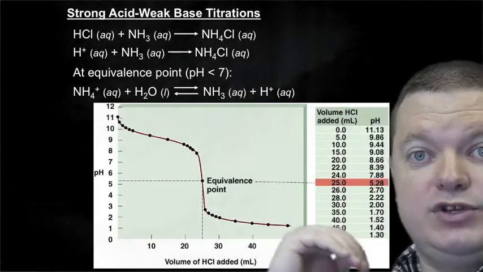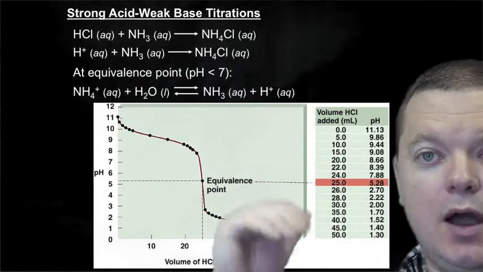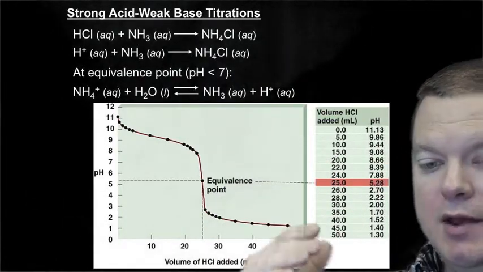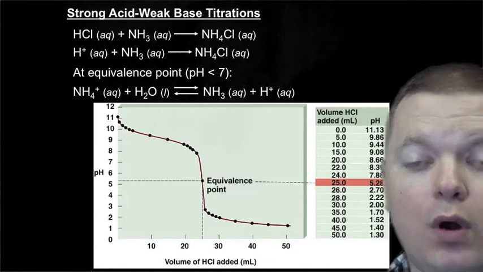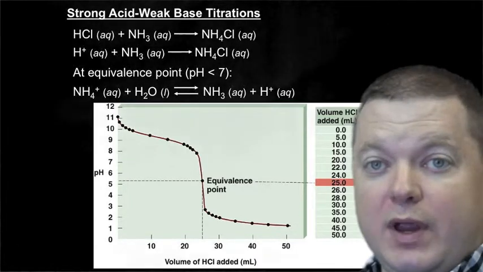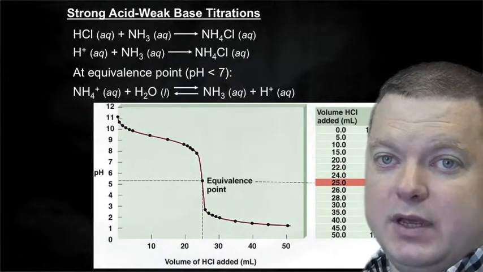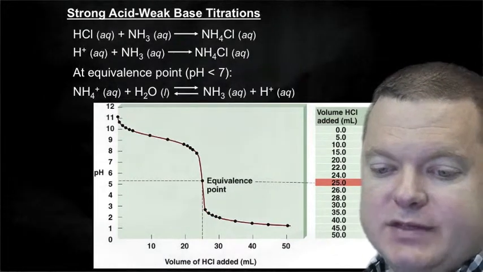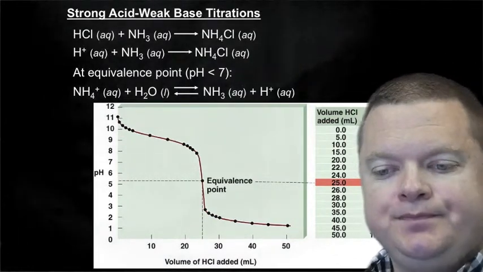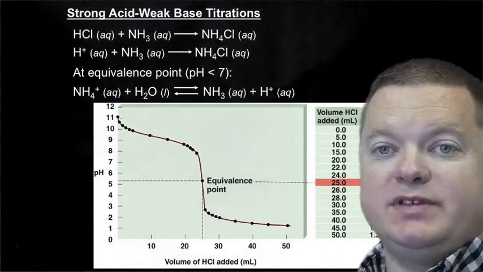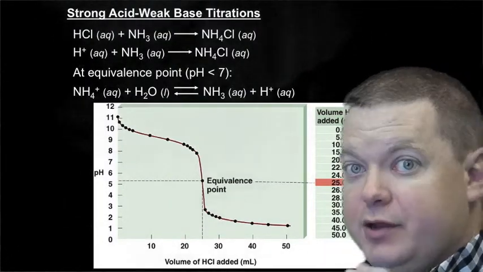Now we see that we start off with the base, so our pH is going to start high and we're going to end low. Now the NH4 that we produce is going to be a weak acid, so the pH at the equivalence point is going to be less than 7. It's going to be an acidic solution. Right? And we can set up a similar set of calculations there.